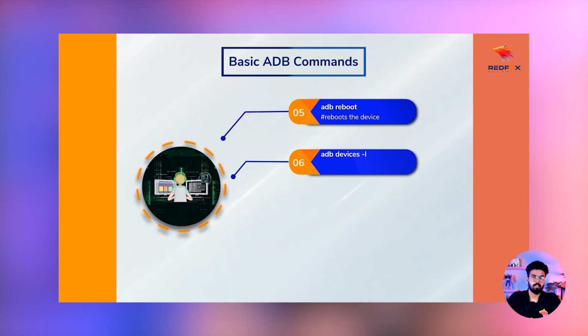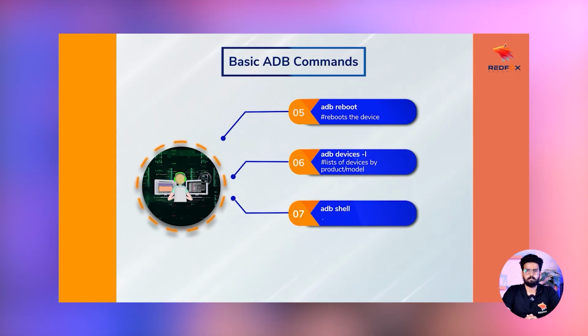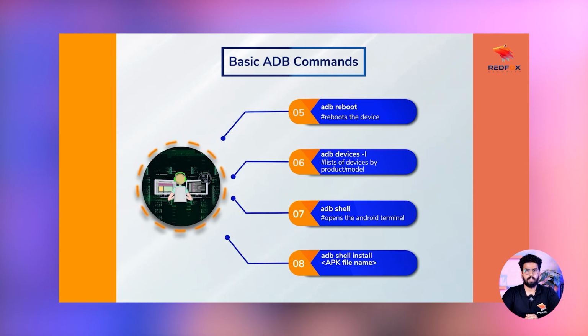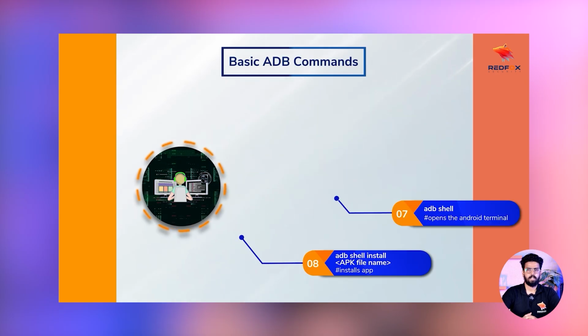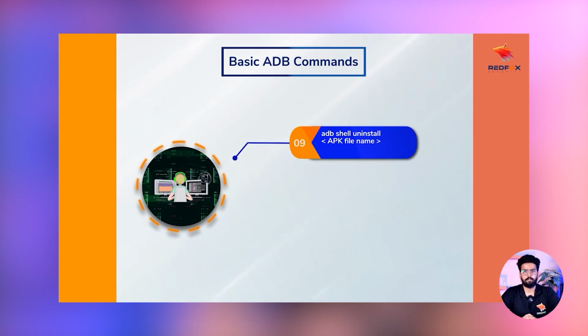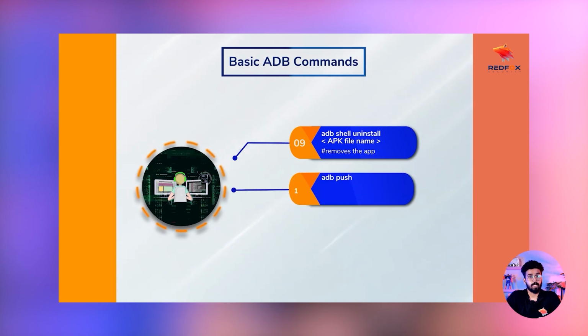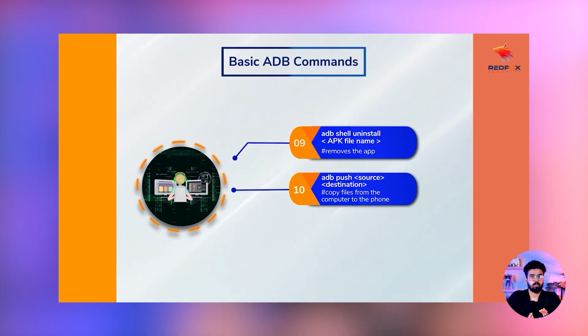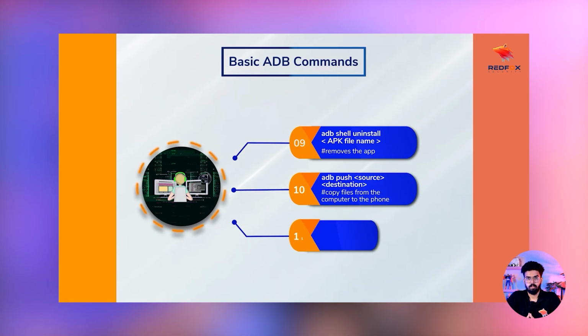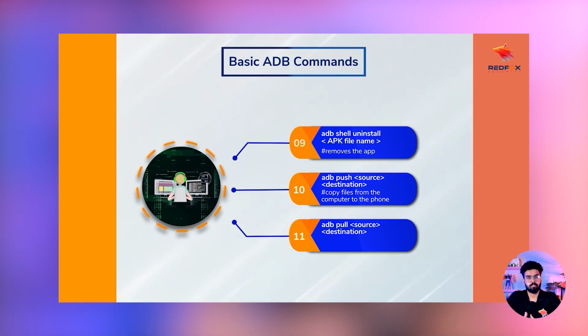adb devices -l lists devices by product and model. adb shell opens the Android terminal. adb install followed by the APK file name installs the app. adb uninstall followed by the APK file name removes the app. adb push, source, destination, copies files from the computer to the phone. adb pull, source, destination, copies files from the phone to the computer.